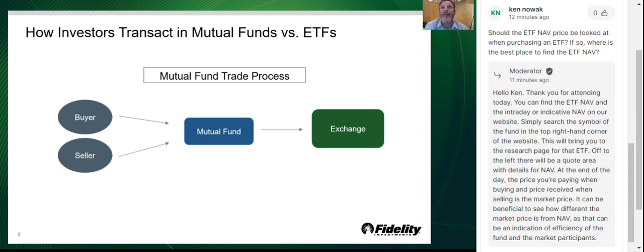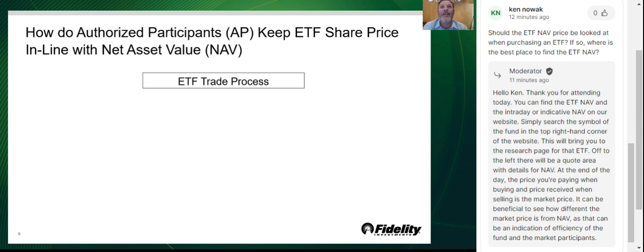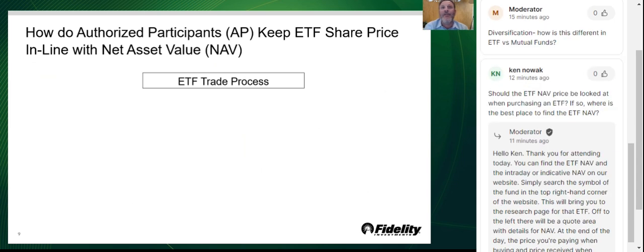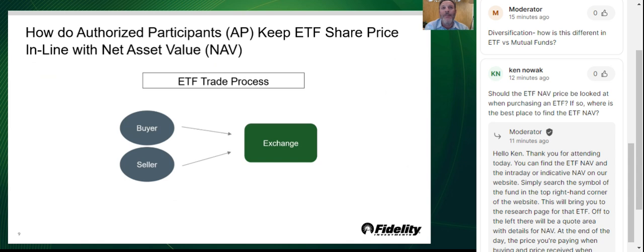If we go to the next slide, let's think about why the ETF trade process is a little bit different and how investors interact with the fund. So let's tab one more time. Buyers and sellers of ETFs are not transacting directly with the fund. They are going to the exchange.